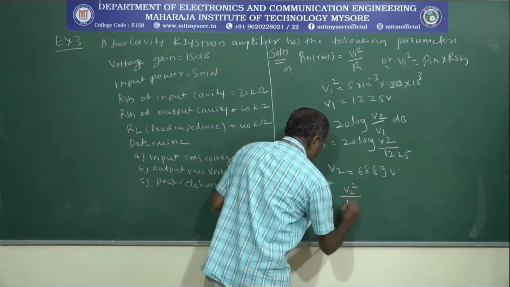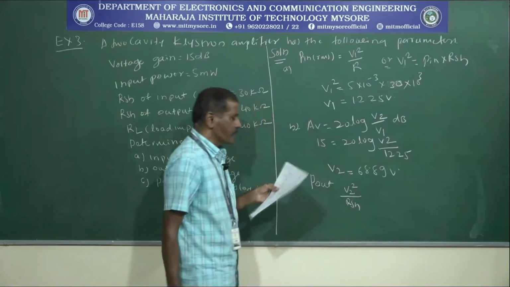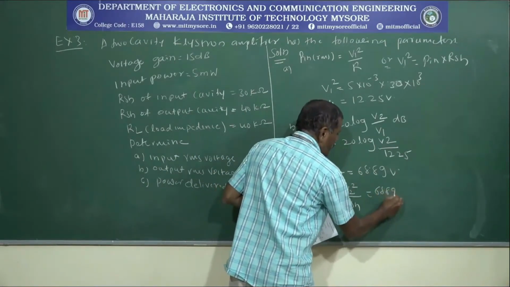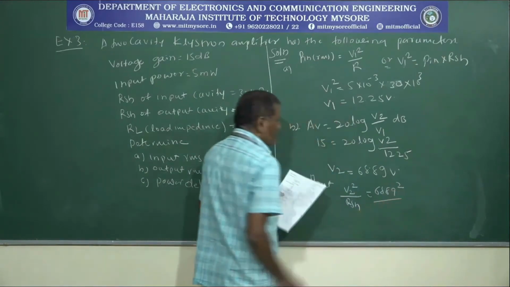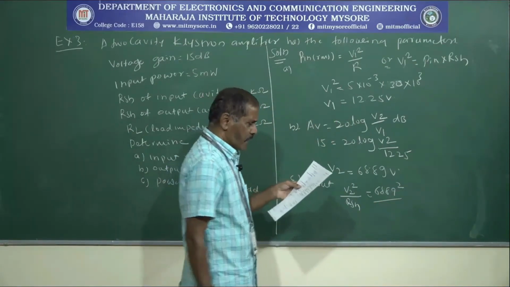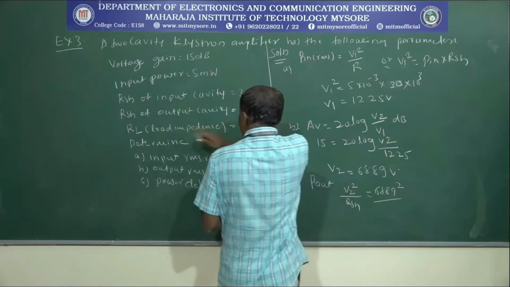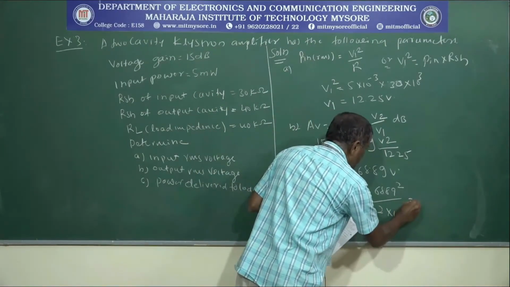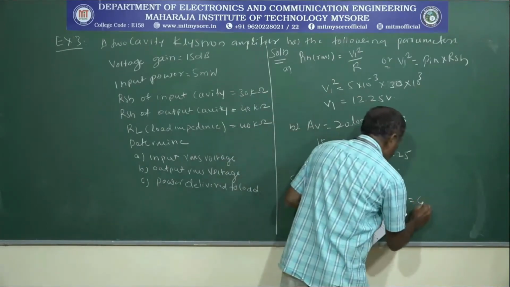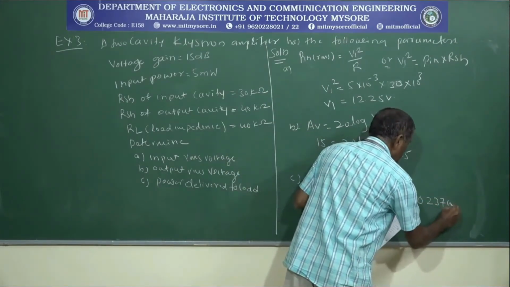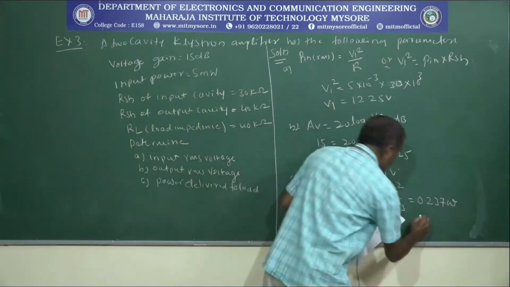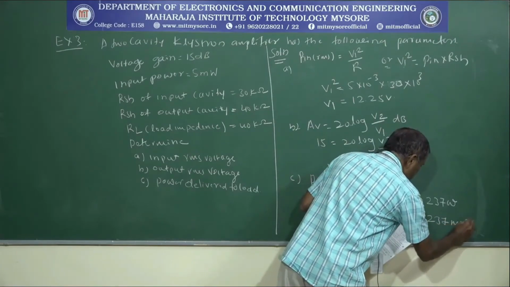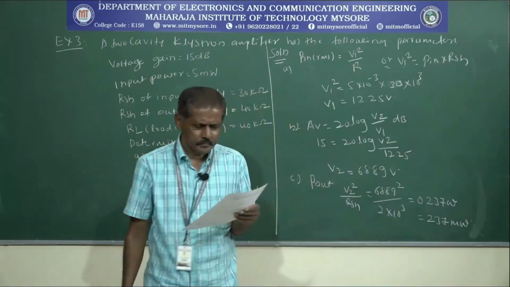The third parameter is P out, output power you are supposed to calculate. It is given by V2 square divided by RSH. So, V2 you have calculated here, 68.89 square, divided by RSH. RSH has been given in this particular problem. So this value is equal to 20 into 10 to the power of 3. So, this is going to be 0.2373 watts, or you can write it as 237 milliwatt.